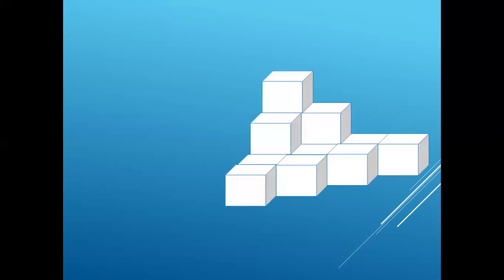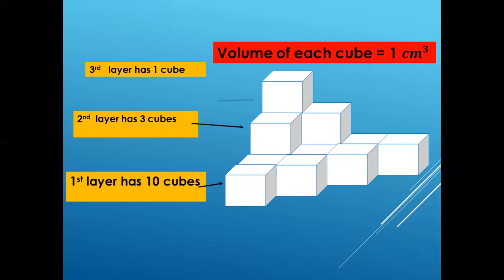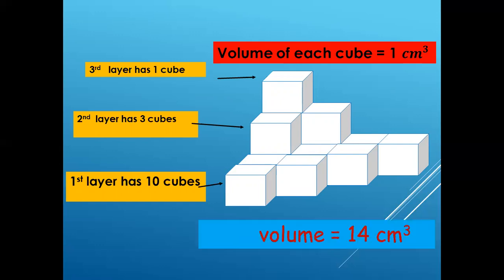We can see 3 layers in the given figure. Let's count the cubes of the first layer, which is the bottom layer. There are 10 unit cubes in the bottom layer. In the second layer, 3 unit cubes are there. And in the third layer, we have only 1 unit cube. So 10 plus 3 gives us 13. And 13 plus 1 makes it 14. The volume of the figure is 14 cubic centimeters.